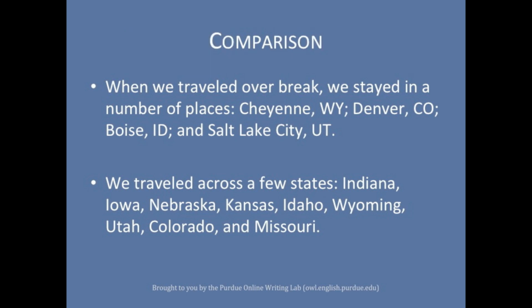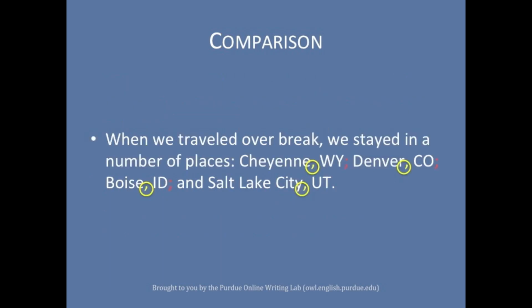Both examples contain lists, but one uses semicolons to separate each element of the list while the other uses commas. Both examples are correct, but the elements within the lists are different. In the first example, each element already has a comma: Cheyenne, Wyoming. To avoid confusion, a semicolon is used to separate the elements. Otherwise, the sentence would look like this.